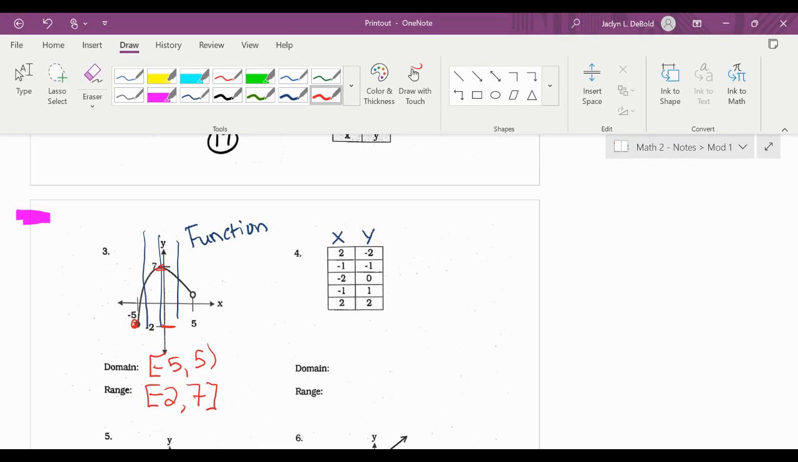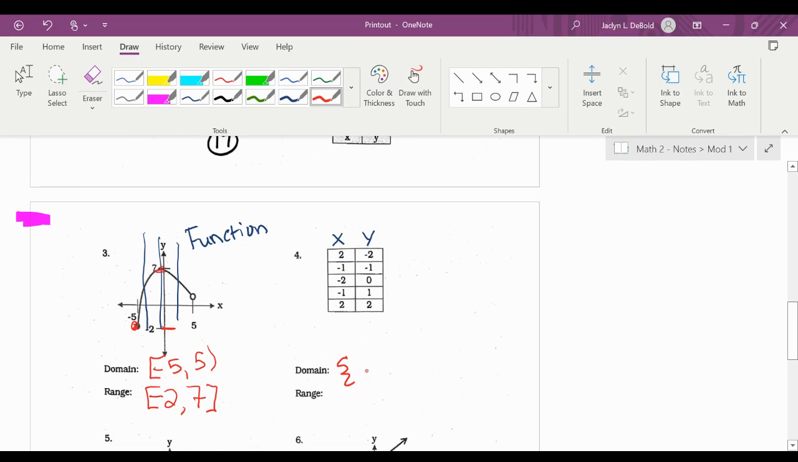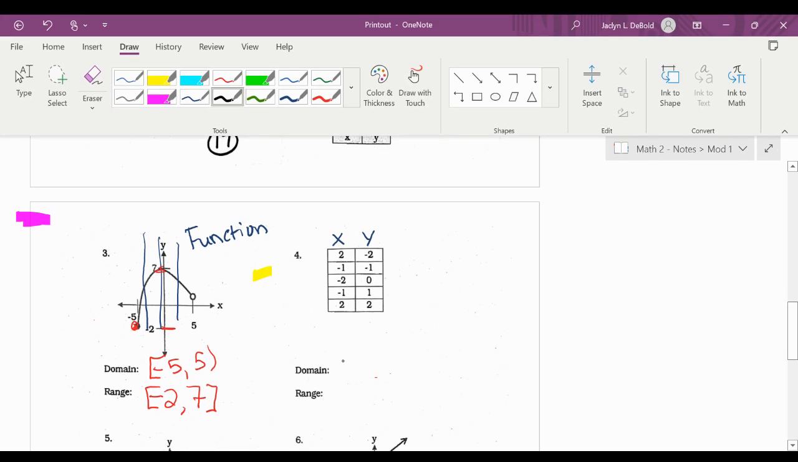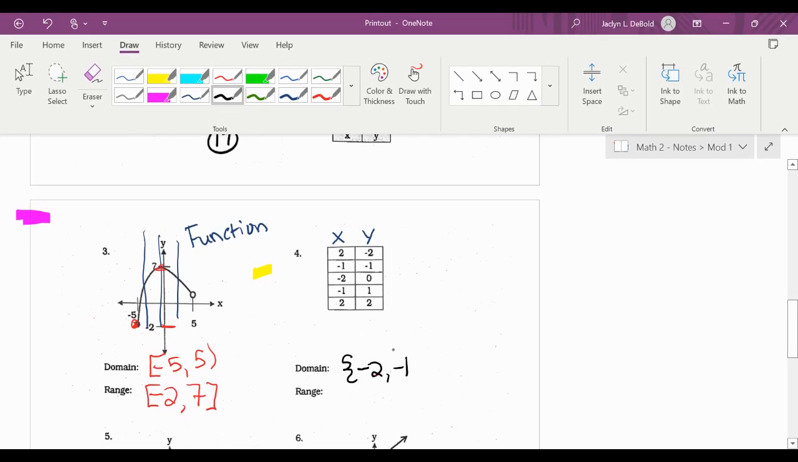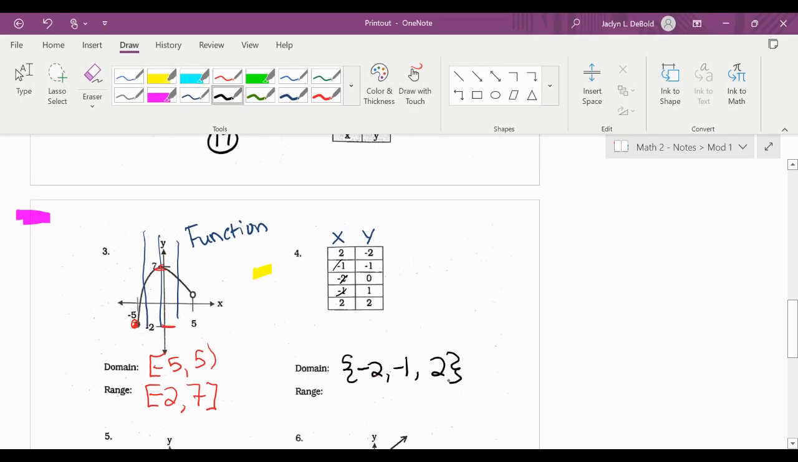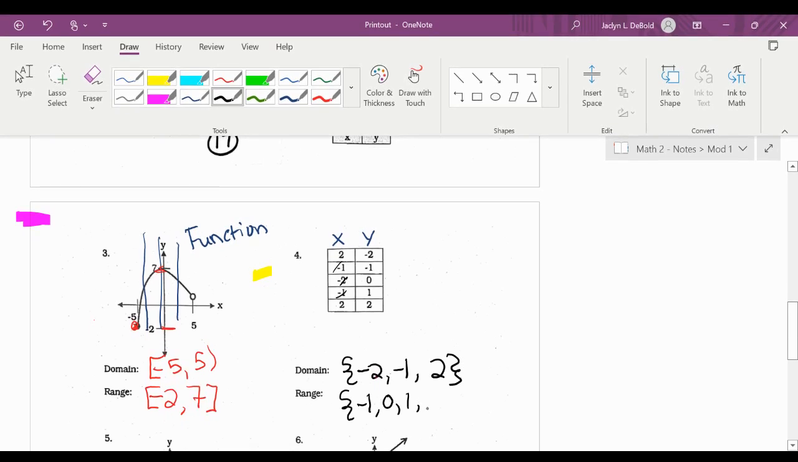For the table, for question 4, it's going to be the same thing. If I list my domain, I can see I list everything once. So I see -1. For this next one, I'm going to list my x values. I'm going to start with my lowest value, which is -2. Then -1. I do see 2 of them, so I'm only going to list it once. And then I have a 2. And then my range, I have -1, 0, 1, and 2.